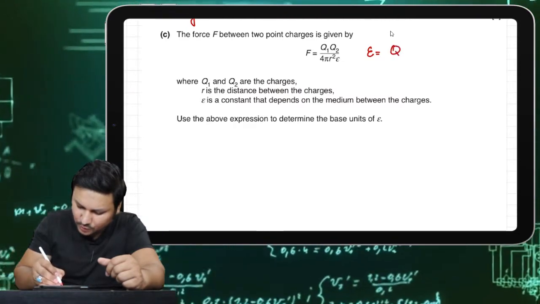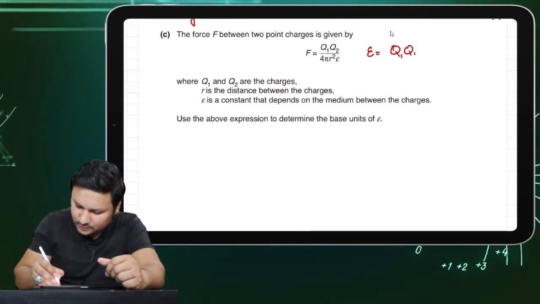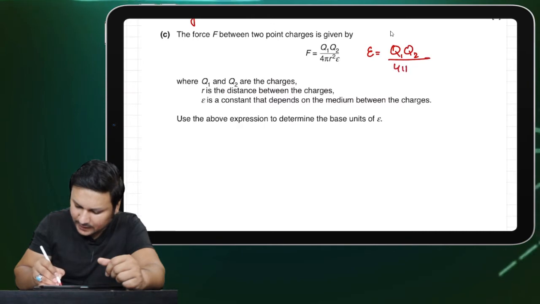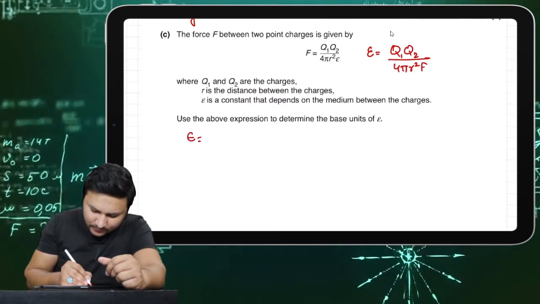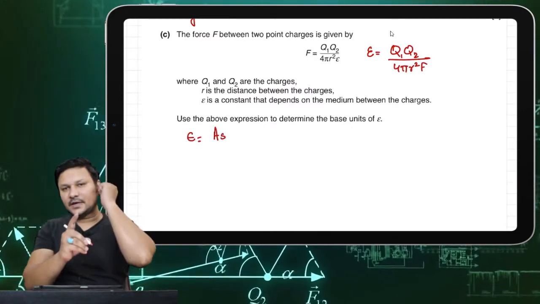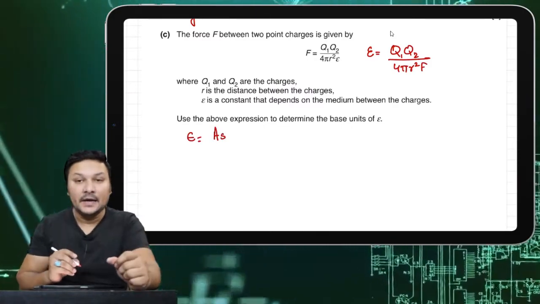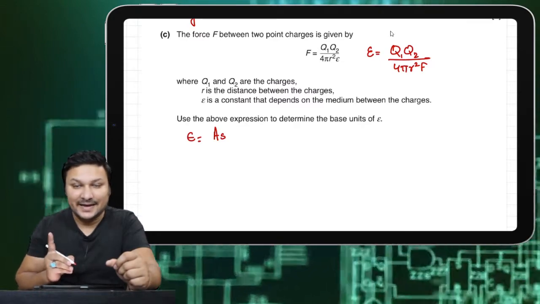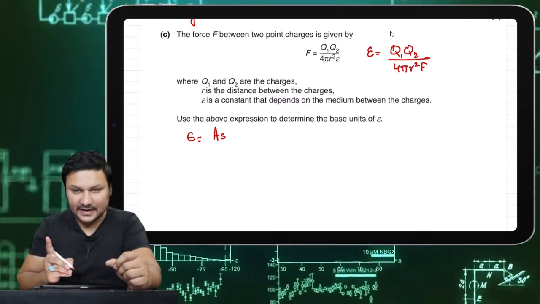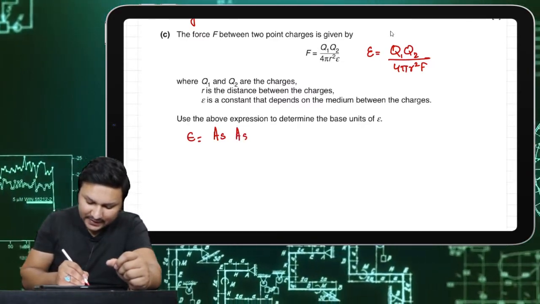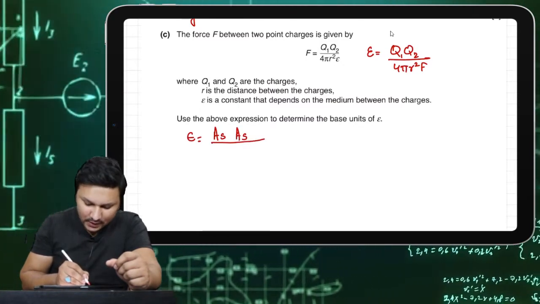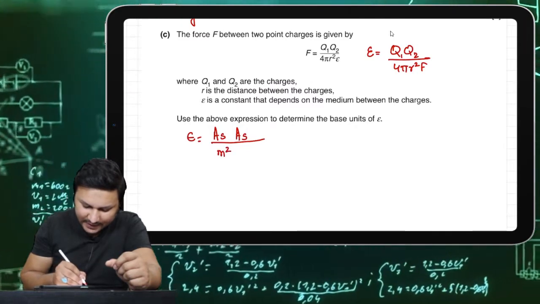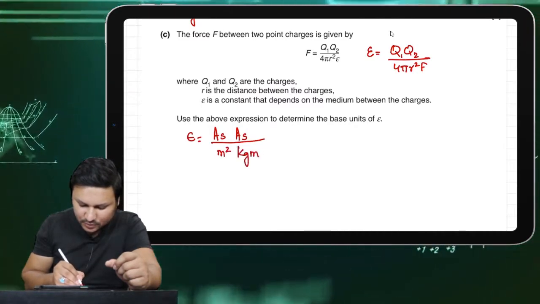So it will be Q1, Q2 upon 4 pi r square F. Q1, we have already discussed previously that charge is current into time, so ampere second. And again, the second charge, ampere second. 4 pi number, no base units. R distance, meter square, and F force, kg m s minus 2.